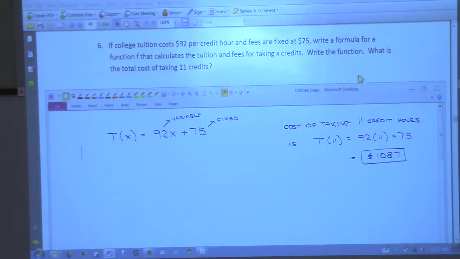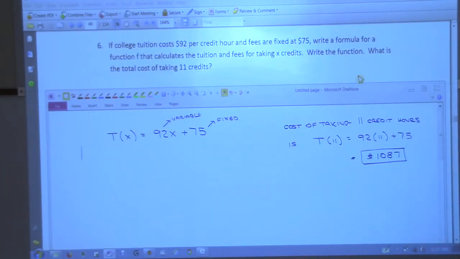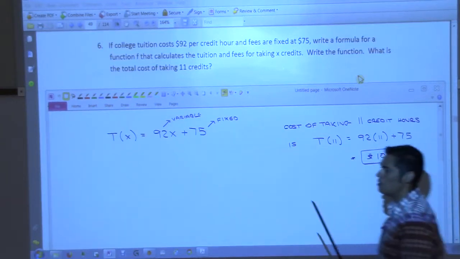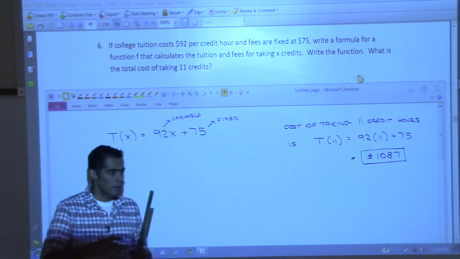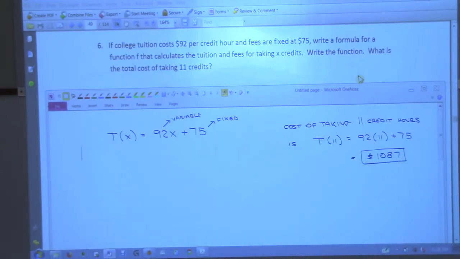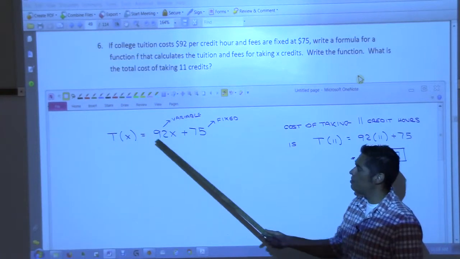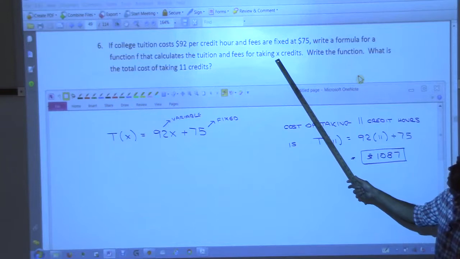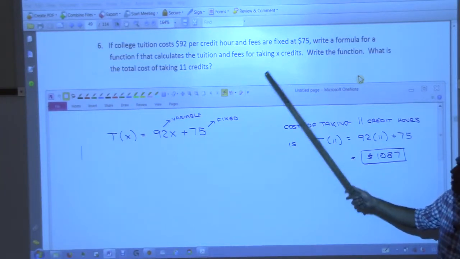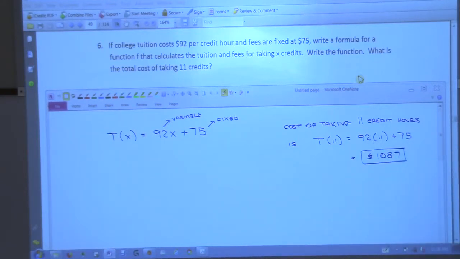Y'all getting that? 1087? $1,087. So if the problems I'm putting up here are a little different than what you have in front of you, then that's probably a good thing. You can go back and work those, and that'll give you some additional practice. Any questions on this one? I called it T of X, but you could have called it anything you want. It doesn't matter as long as you're using X. And the reason you have to use X is because in the problem they say X credits. Otherwise, you could call this C of X for cost or F of X if you want. No big deal.